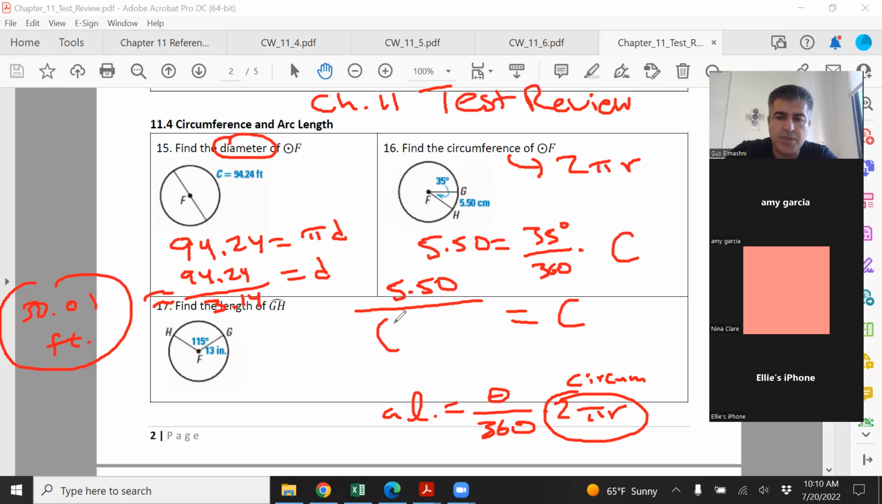So you can divide by that fraction. That whole fraction goes below 5.5. And you should get 56.57.